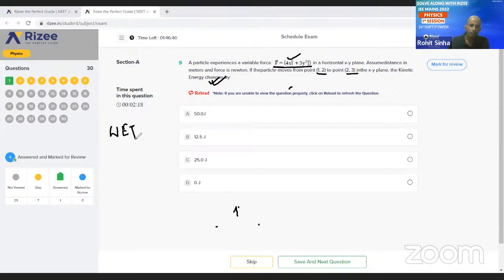Now, if we are talking about the work energy theorem, let me tell you what it states. The work energy theorem states that the work done is equal to the change in kinetic energy. So in the question we have to find the change in kinetic energy. If we find the value of work done, we can find the value of the change in kinetic energy. Got it? Getting my point?